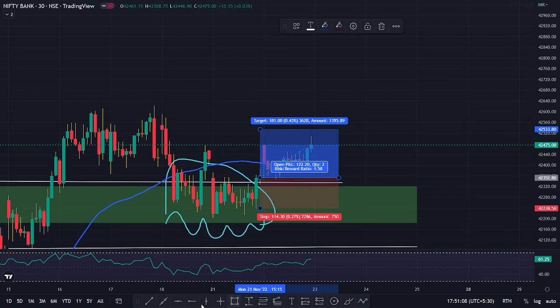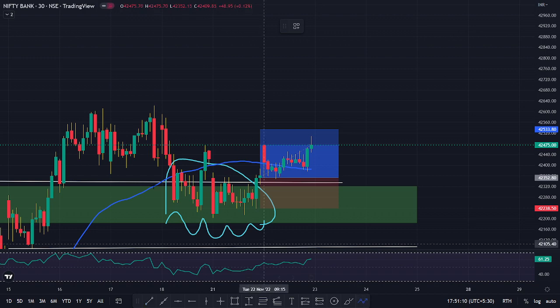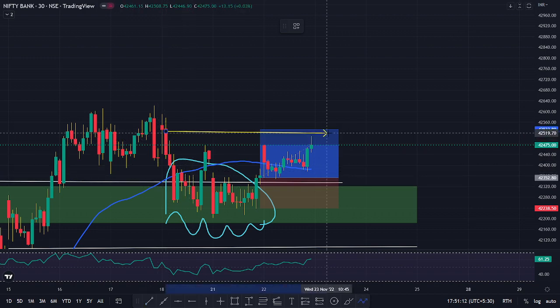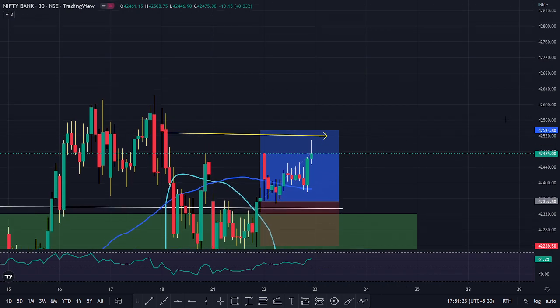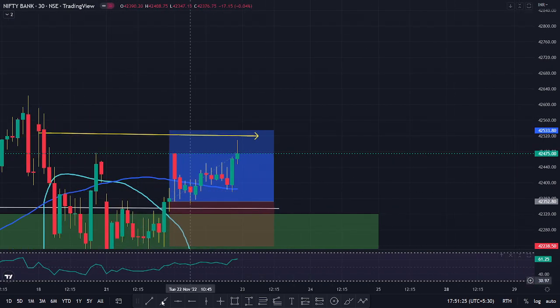placed my targets somewhere around here. My targets are going to be somewhere around here, right? So this is what has been happening since yesterday. Now, mind you, the market may open tomorrow in a gap up or a gap down, and the market is showing some signs of weakness here.